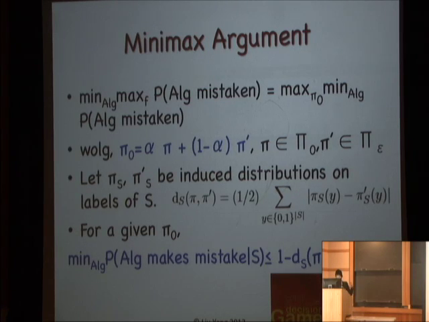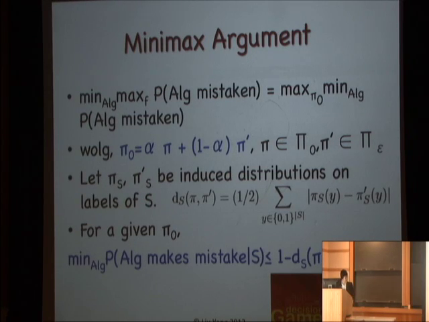Okay, so we denote here capital pi 0 the set of distributions over property class P, and capital pi epsilon the set of distributions over functions epsilon-far from property class P. Because in our case the algorithm never makes mistakes when f is neither in P nor epsilon-far from P, we can assume that the worst case prior is a mixture of a distribution pi from P and a distribution pi prime from functions epsilon-far from P.